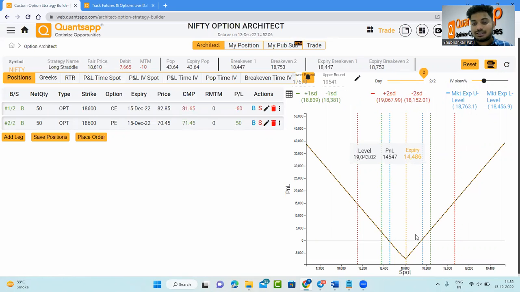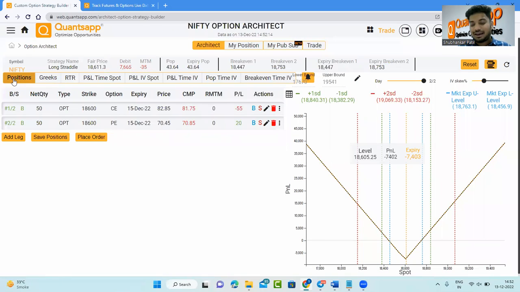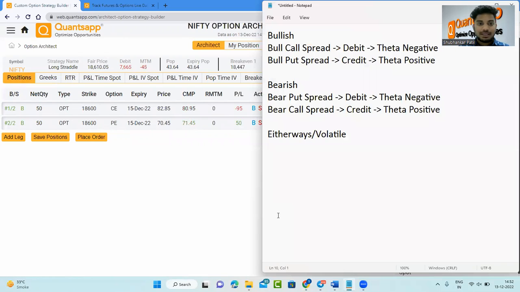The only problem in this strategy is that it is a net theta negative strategy. That means the more you hold this strategy, it will become completely worthless. So my suggestion is very simple: if you are deploying such types of strategies, get out of these volatile strategies in maybe 2 or 3 days. Don't hold these strategies beyond that. In weekly options, try to get out by a maximum of 2 days in this type of strategy, or if it is one day, then it is very good.